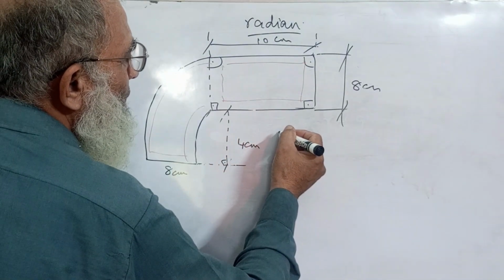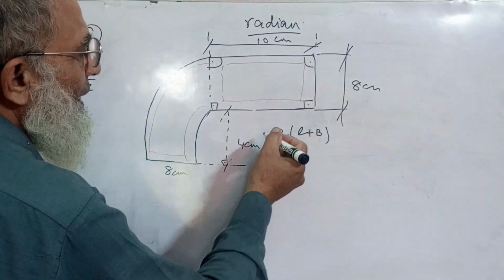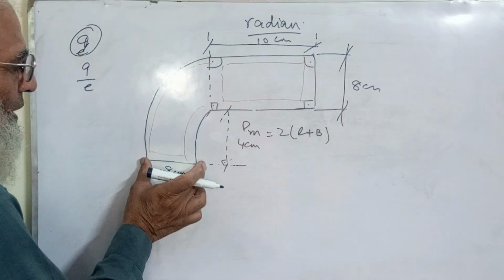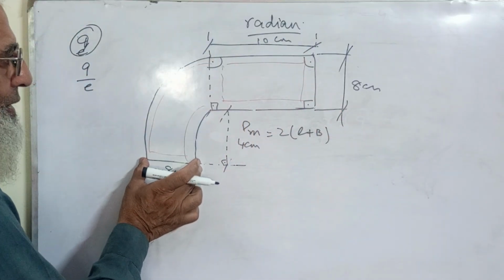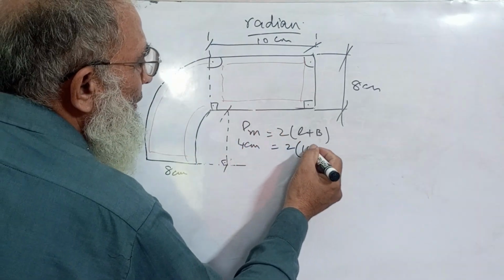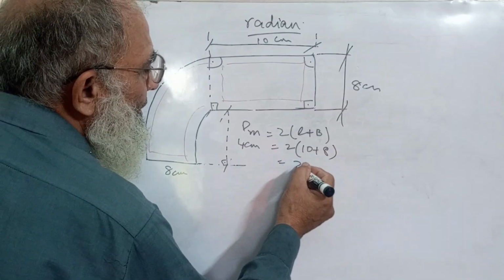Now the perimeter will be 2 into L plus B, because this is a rectangle. So just suppose that this comes over here. 2 into 10 plus 8, that is equal to 18, and 36 centimeter.